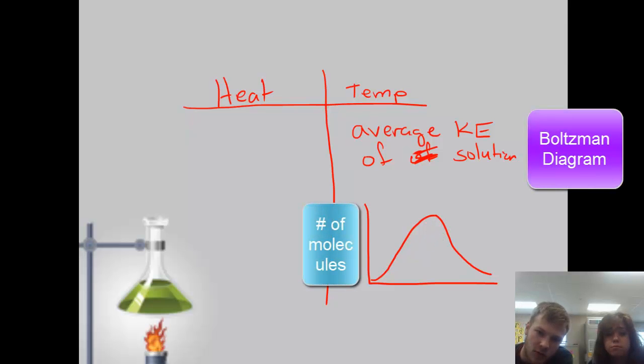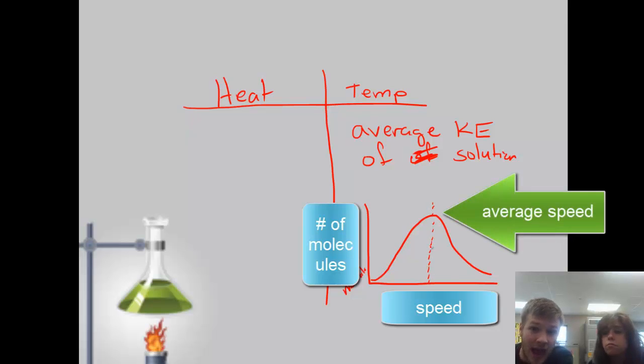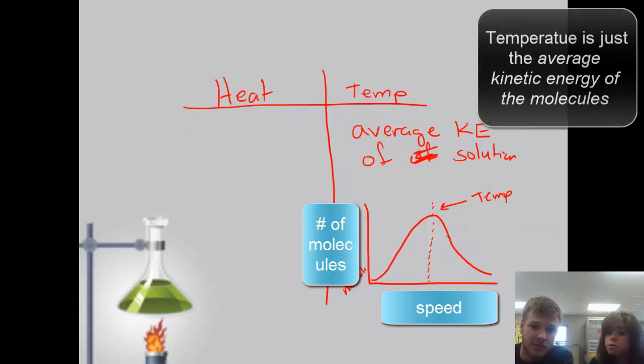And on the right, we had number of molecules, and we were measuring the speed of all those molecules. And we said the average speed was right at this peak. And the average speed, or the average kinetic energy, is defined as my temperature. So this has a very specific temperature because that's the average kinetic energy. However, heat deals with all of the energy, not the average energy.